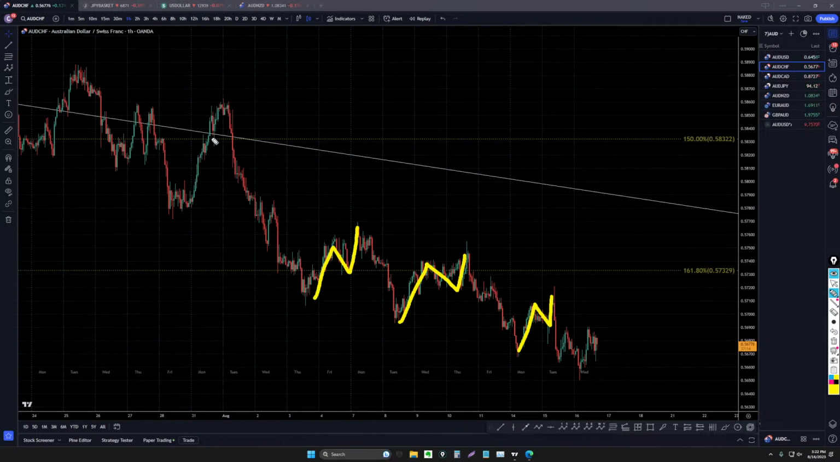This one wasn't really a three-wave pattern, but in hindsight it was a good short. 1, 2, 3 waves up, go short. 1, 2, 3 waves up, impulse down, go short again.